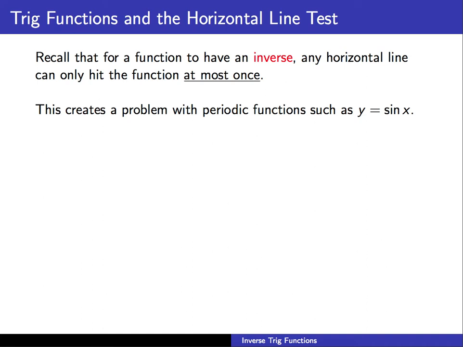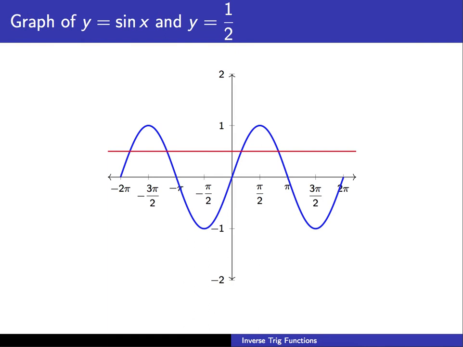So this is going to create a problem with our periodic functions, such as y equals the sine of x, because here we have y equals the sine of x in blue, and we have the horizontal line y equals a half in red. And notice that this horizontal line hits the graph 4 times in this graph, but because of its periodic nature, if it hits the graph once, it's automatically going to hit it an infinite number of times. So we have a bit of an issue with the graphs of our trig functions passing the horizontal line test.